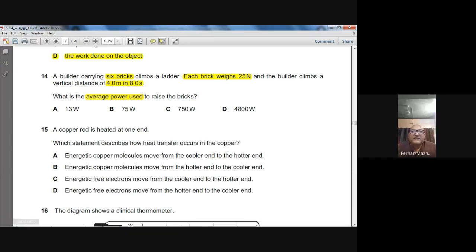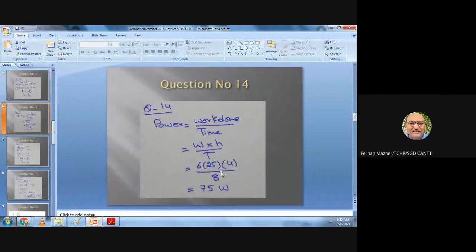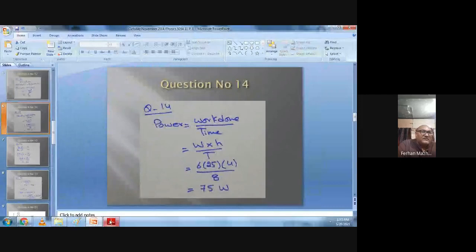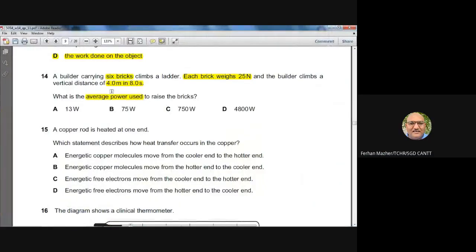I've done this on a paper. Let me show you my work. So the power is equal to work done divided by time. The work done, because you are taking it vertically upward, will be weight into the vertical height divided by time. So 6, because there are 6 bricks, each brick is 25, multiplied by 4, divided by 8, and 75 watt will be the answer. Let me check it again. 75 watt. So question number 14, B is the right option, sir.